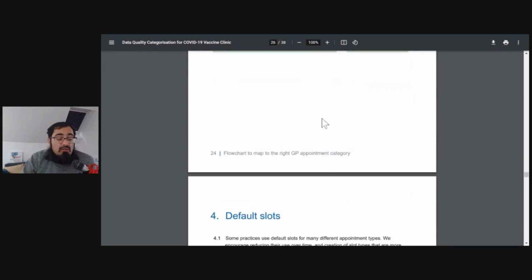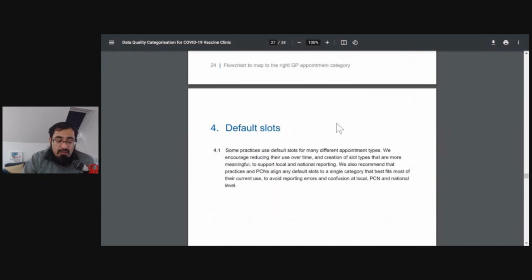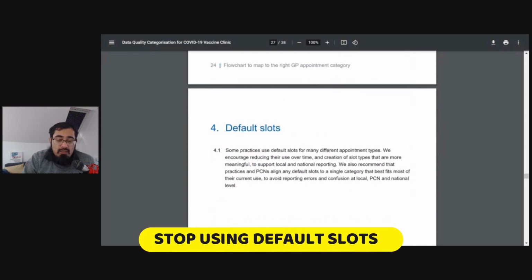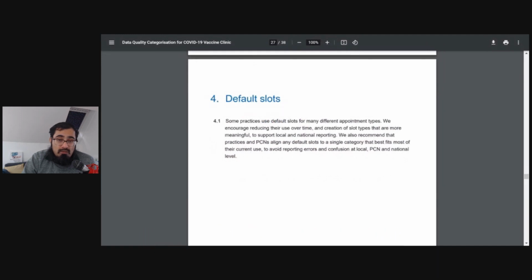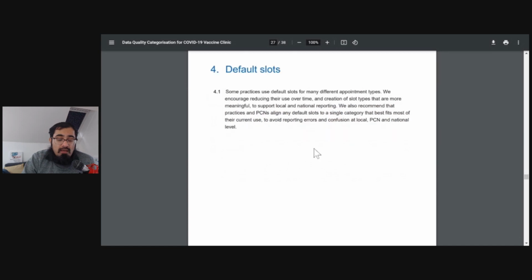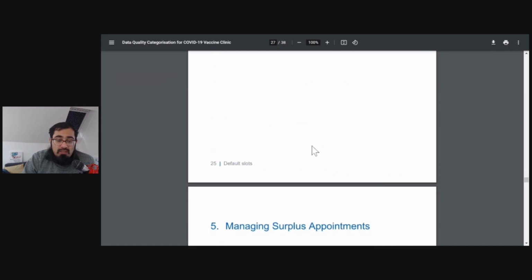If not, well, they give you some case examples that you can have a look at. It does mention default slots and things. They recommend that you don't use default slots for all your appointment types, because actually it's not going to capture any useful information in the longer term.